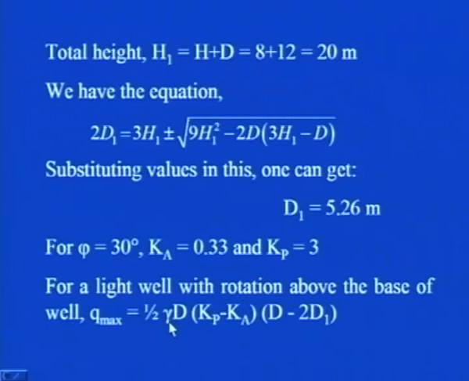Gamma is the submerged unit weight of the sand, which is given to be 1 ton per meter cube. D we know is 12 meter. Kp and Ka we have obtained corresponding to the angle of shearing resistance, which is given to be 30 degree. Then D we already know is 12 meter, and D1 we have obtained from this particular expression as 5.26 meter.